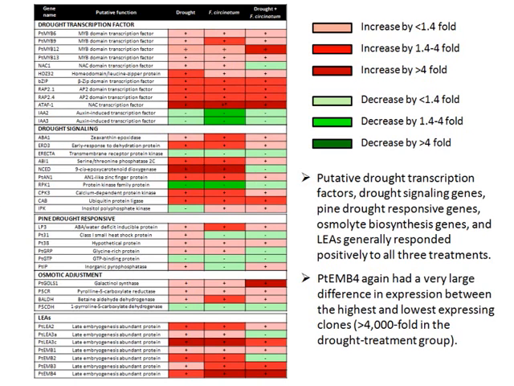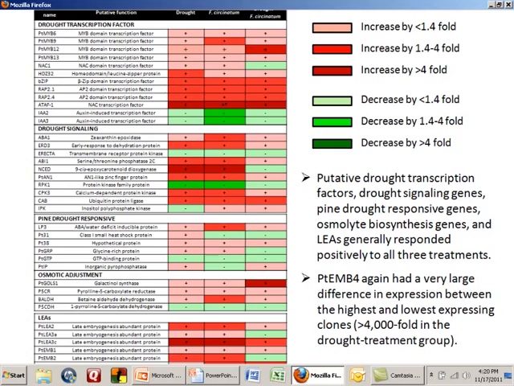Drought transcription factors, drought signaling genes, drought responsive genes. Most of the genes that were involved in drought responses responded positively to all of the treatments in general. And then that PTEMB4, which is a really interesting gene to me, they sequenced the promoter region of that, and I haven't seen it yet to see what might be accounting for the big range of expression differences. But it, again, was a huge range.